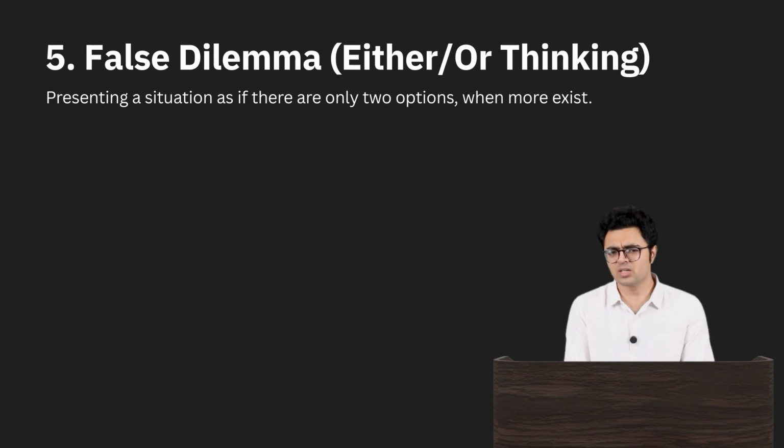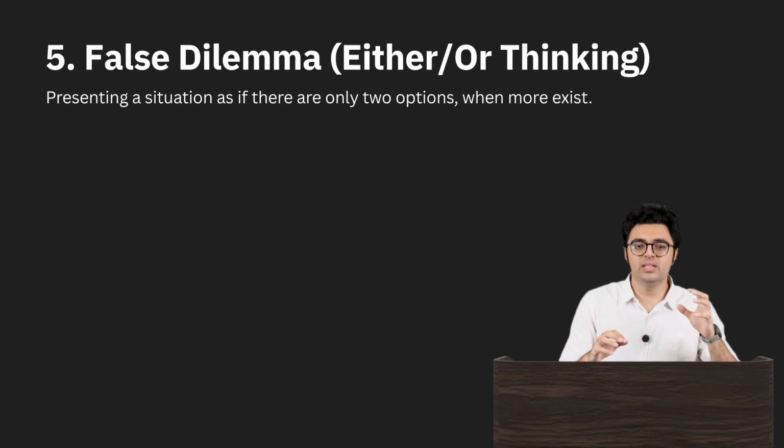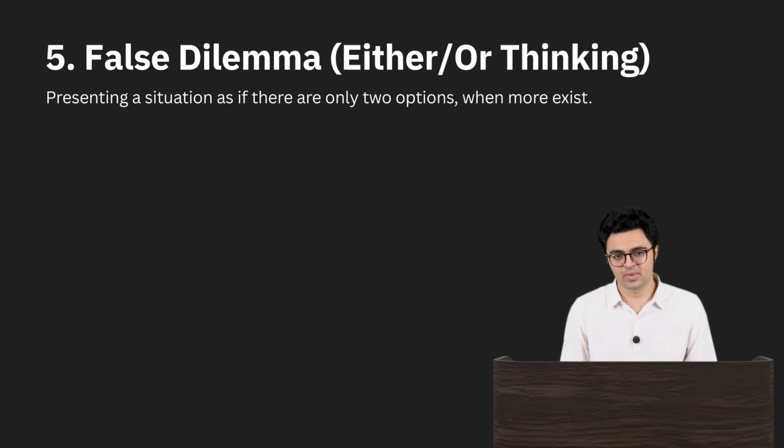The next logical fallacy that I want to talk about is false dilemma. Dilemma means a confusion between two options specifically. This is also called either-or thinking, presenting a situation as if there are only two options when more than two options exist. This forces you to make the wrong choice. So, if you only bring up two options, your stakeholder is compelled to choose between only two options when more than two options would also exist.